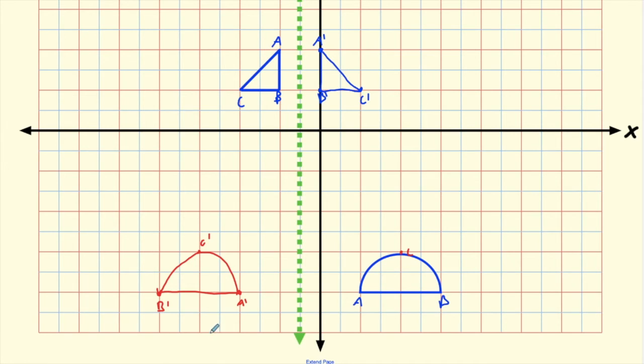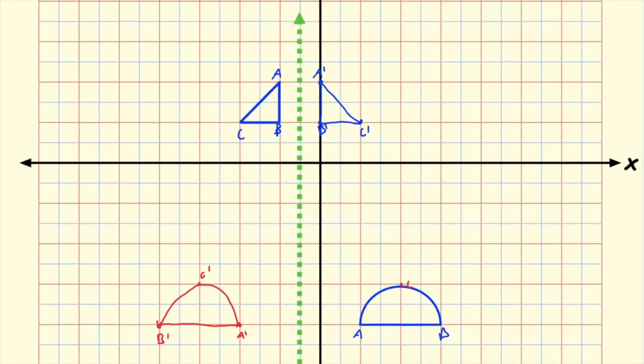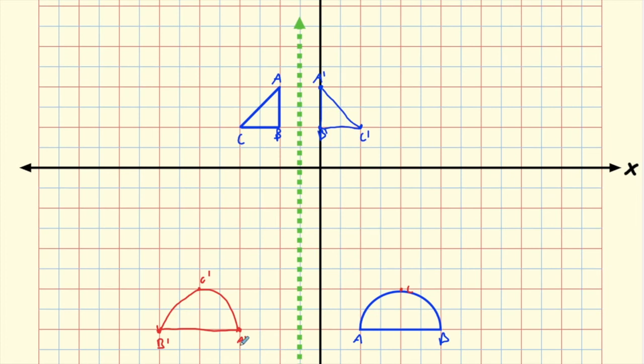All right. So you can see it can be tough when we have a curve. You just have to do your very best. But in theory, you could take this exact point and map it over here. Now, that's a pretty standard line of reflection, just a vertical line.